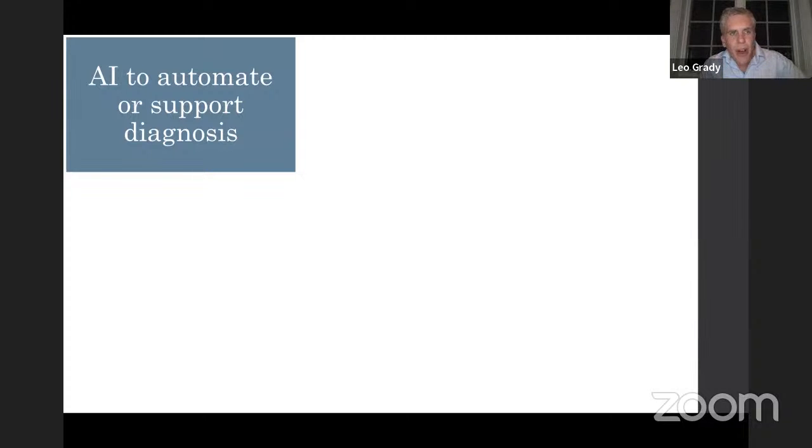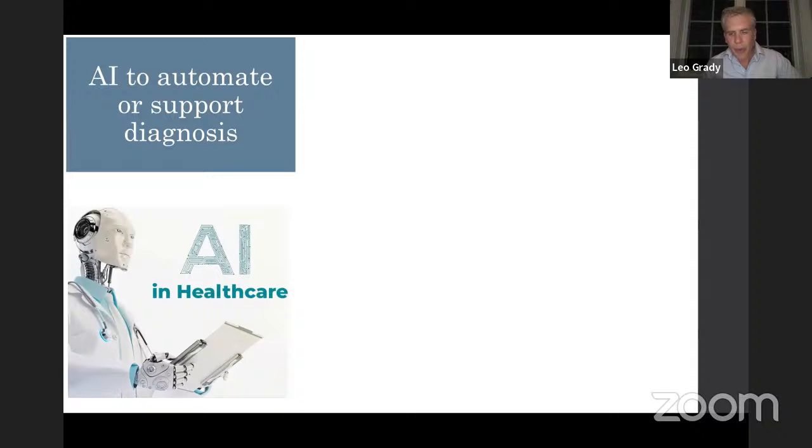So this idea of automating or supporting diagnoses with AI is as close as we can get conceptually to the concept of the robot doctor that I was telling you to forget. There are some applications that are in this direction.